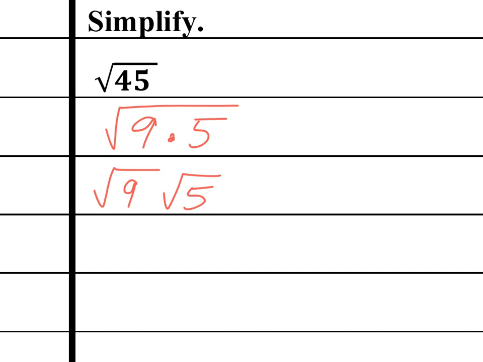Okay, what's the square root of 9? 3. So we're just going to use the positive one. It's going to be 3 root 5. So your perfect square divided by was 9, and so you take that square root, that goes out in front.